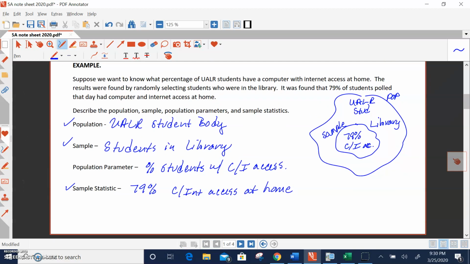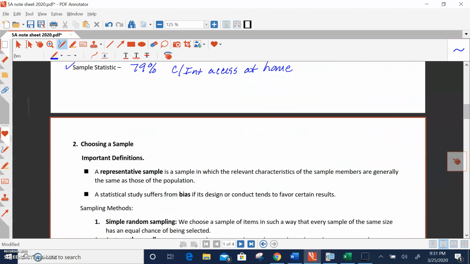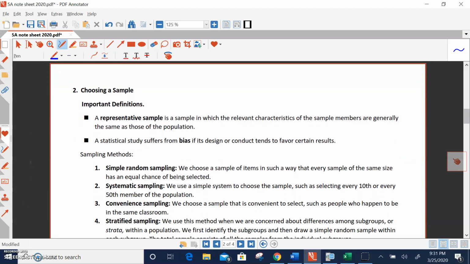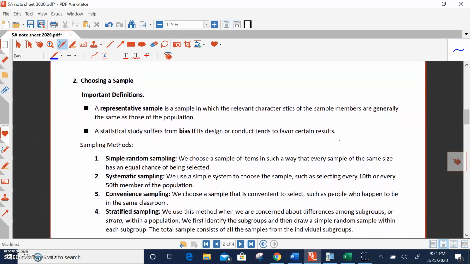Okay, so how are you going to choose a sample? Over here, it was convenient just to go to the library and choose some students who are in the library today and poll them. So that's kind of a convenience way of picking a sample. We have several ways of picking samples, and let's take a look at some things that we're going to do to pick some samples. But we have a couple of definitions to get out of the way.